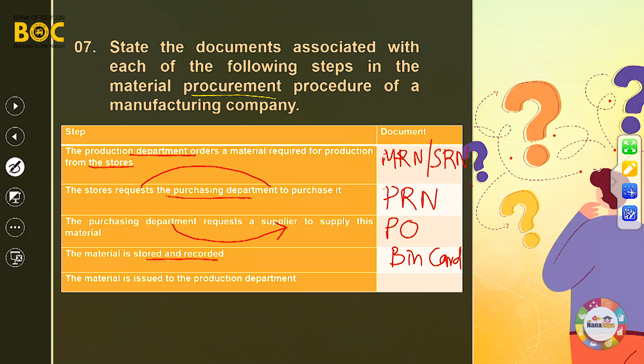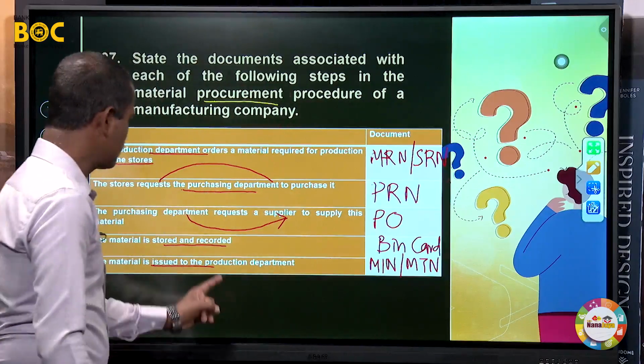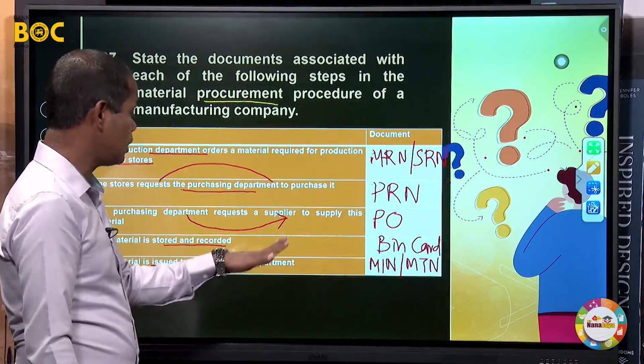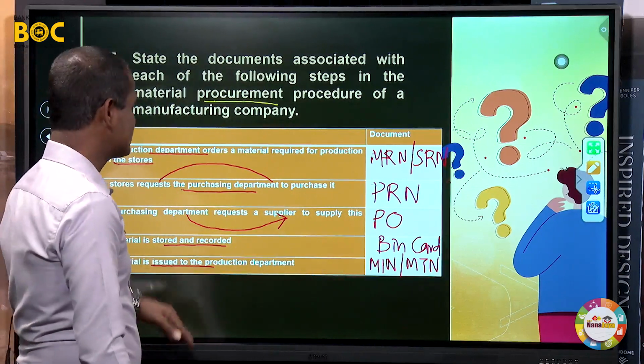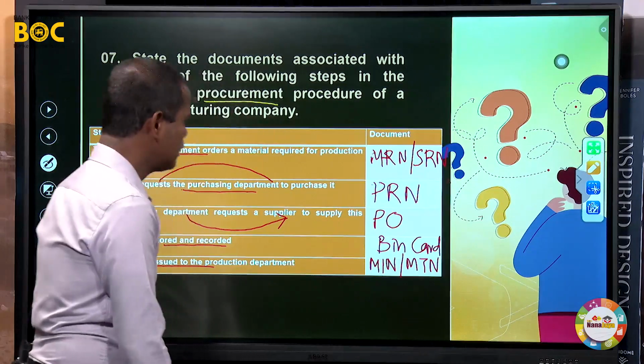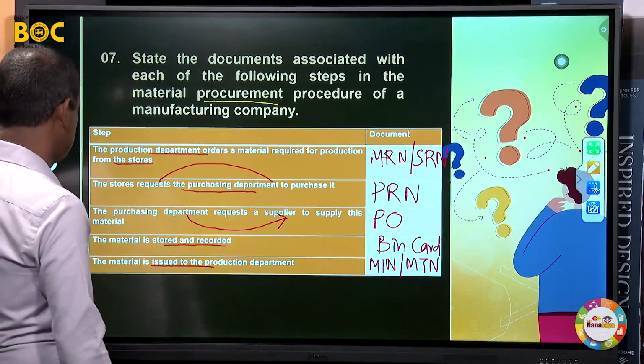The material is issued to the production department by the stores. What's the document used? The material issue note, or the material transfer note also you can use. Materials issue note or material transfer note to transfer from stores to the production department.